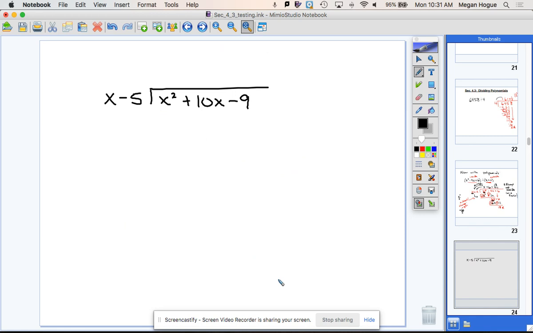All right, next one. X minus 5, and then it's going to divide, so I already set it up for us. It's going to divide x squared plus 10x minus 9. Ideally, I want to do 2. We've got about 10 minutes left. X minus 5, and it's going to divide x squared plus 10x minus 9.